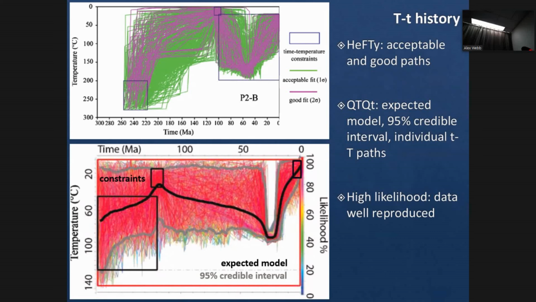And for QTQt, we like to use the likelihood model, because the likelihood shows if the data are well reproduced or not. Every time you have pink, this reddish color here, it means that all these paths reproduce the data well. And this black line is just an average of all the good paths, so you can have an idea. You always consider this path here in black and the 95% intervals that take into account all the good data. That gives you a good idea of the cooling history of the rock, usually.